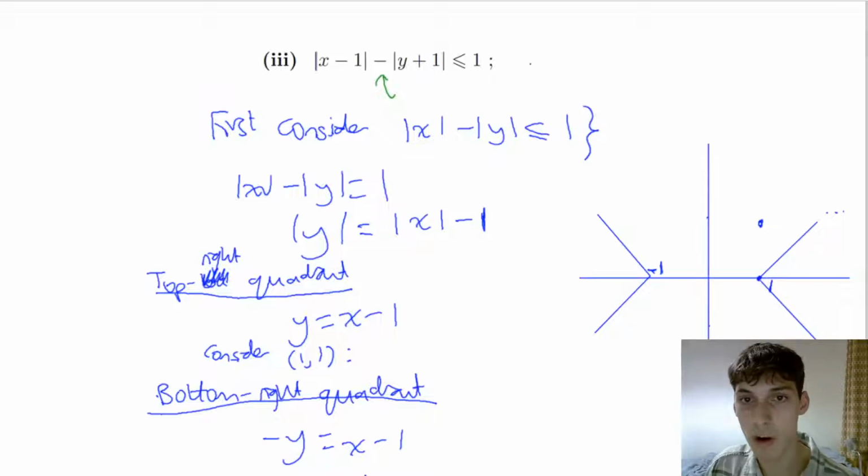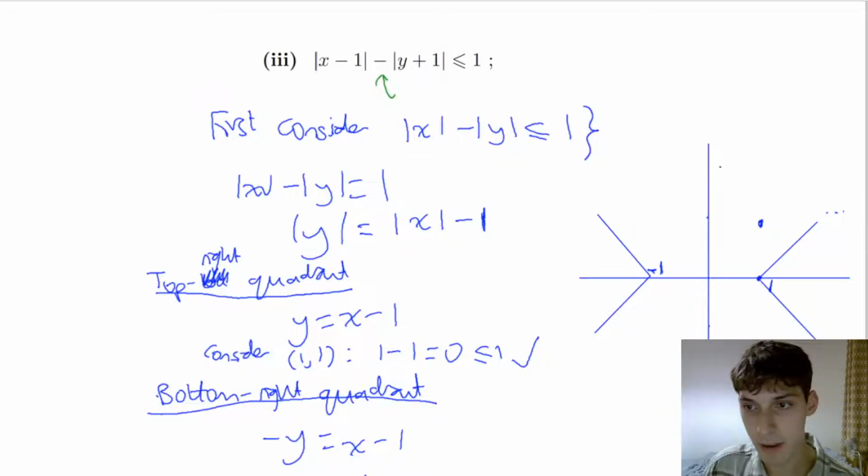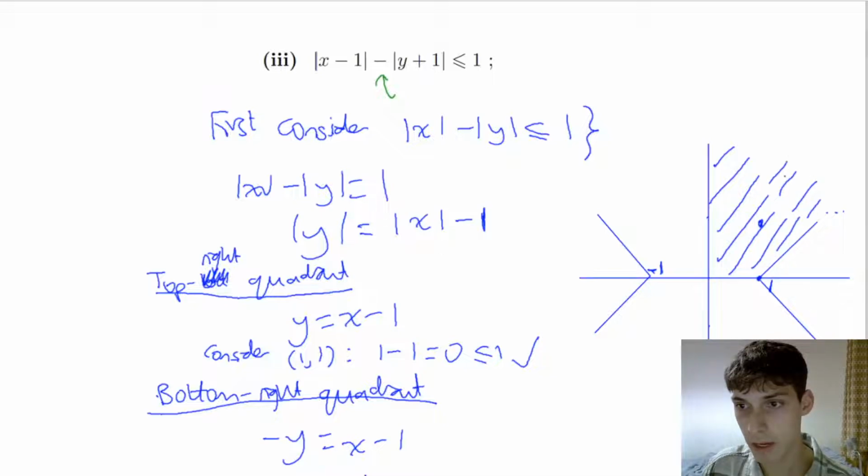Let's use this equation here, because again, remember, we're not considering the one in the question yet. We have translated it away from that. So substituting x is equal to 1, y is equal to 1, we get 1 minus 1 is equal to 0, which is less than or equal to 1. So 1, 1 does lie inside this range, so we can shade that in. There we go. So it's that side of the line.